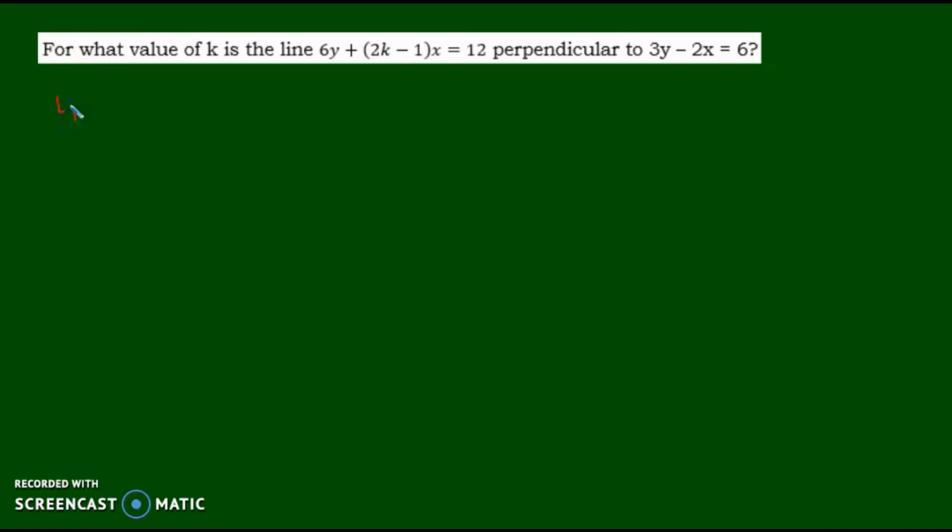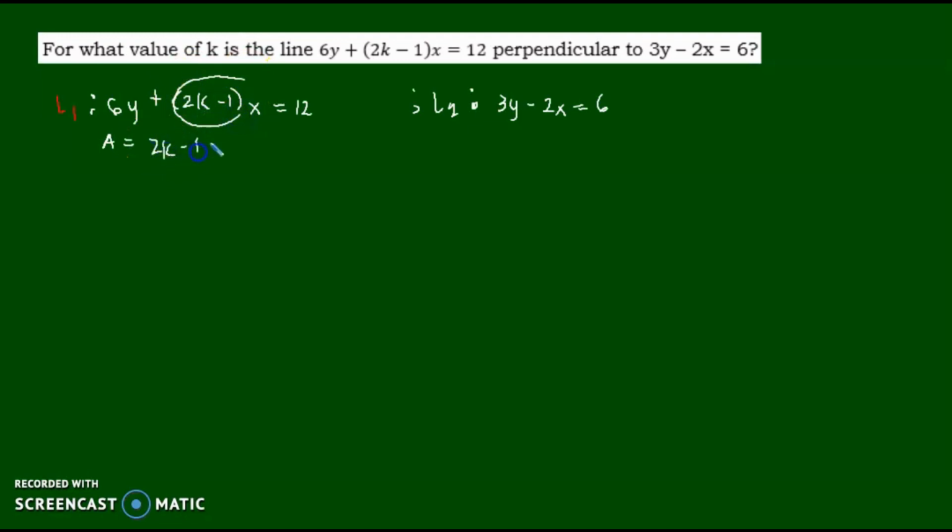So, let line 1 be the line 6y plus the quantity of 2k minus 1 closed quantity x is equal to 12. And line 2 be the line 3y minus 2x is equal to 6. Okay? So, again, find the slope of each line. But first we need to identify the values of a and b. So, the value of a here is, of course, the numerical coefficient of x, which is 2k minus 1. And the value of b is 6.